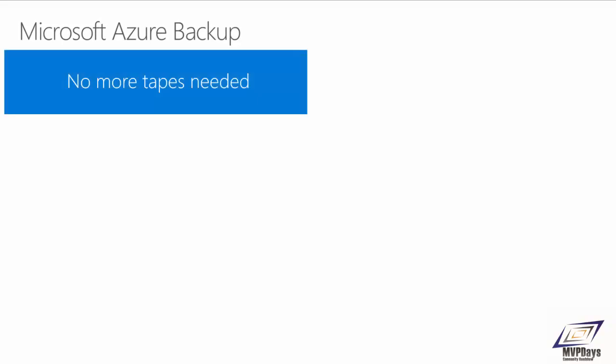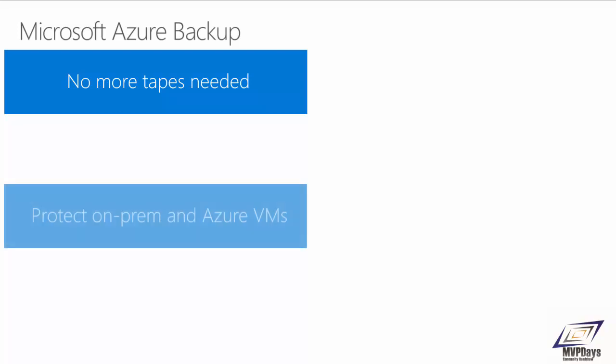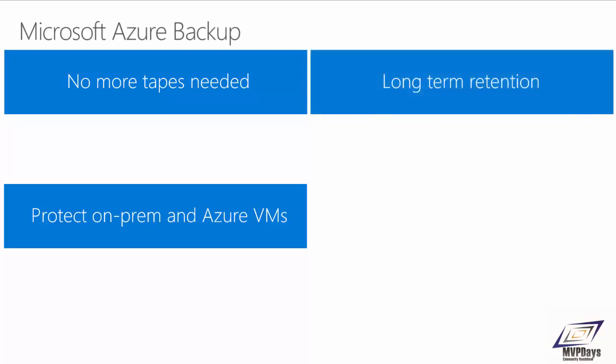There's no more need for tape backups, and therefore maintaining an expensive offsite storage facility becomes redundant. This helps protect data against loss and corruptions. Protect your on-premises VM running with Windows or Linux on Hyper-V or VMware at the hypervisor level, but also your virtual machines already running in Azure. Long-term retention enables you to keep your data for up to 99 years and meet any legal and compliance requirements.